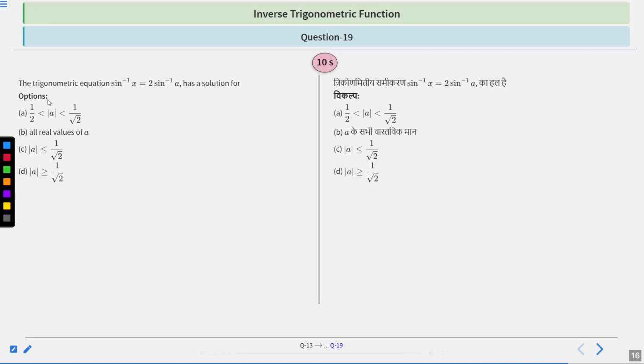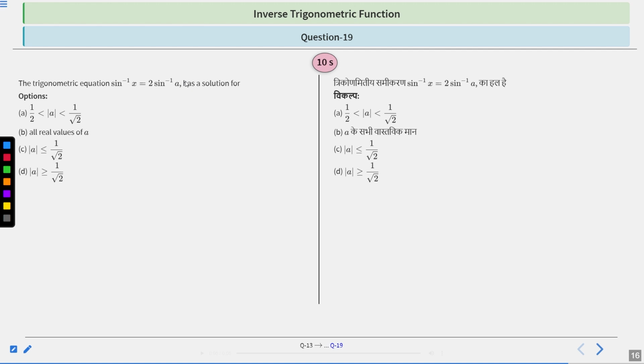Now let's move to the next question, question number 19, which says the trigonometric equation sin inverse x is equal to 2 sin inverse a has a solution for which values or which interval of values of a, right? So see, what can we do? The hint of this question is we can try to apply the formula of 2 sin inverse x in terms of sin inverse x, right? And after that, we can try to compare the left hand side and right hand side to get the required value of a, right? So in this way, you can try to approach this question.